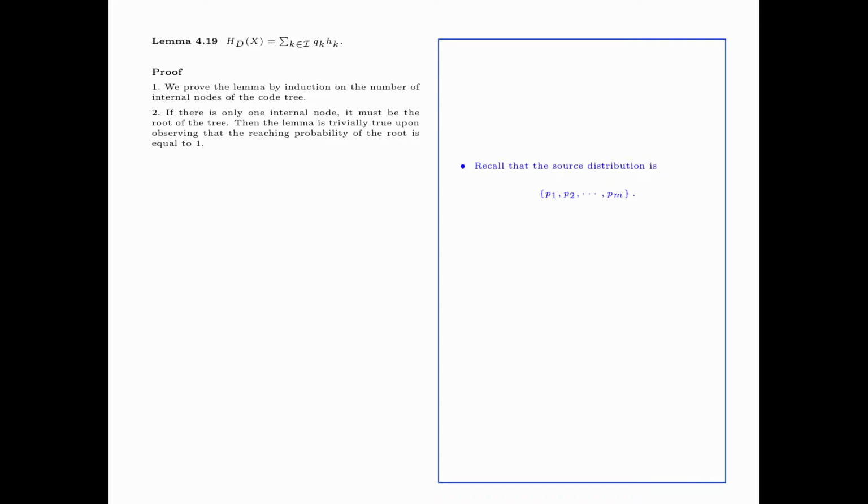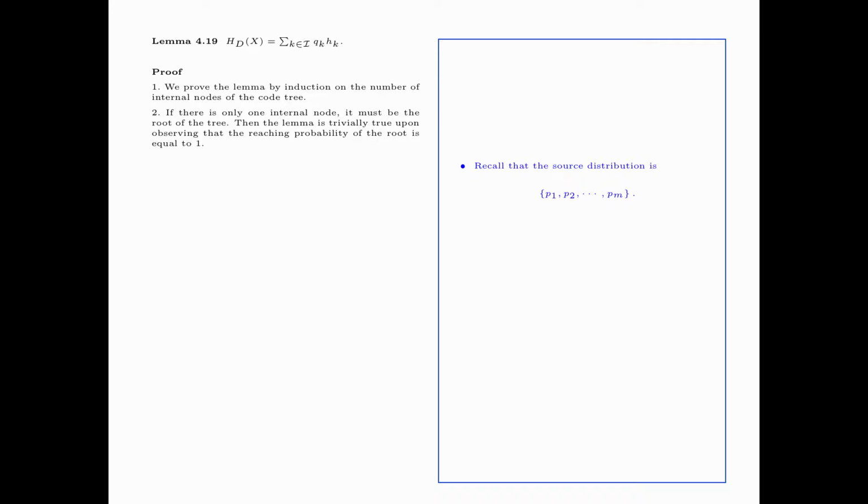We now prove Lemma 4.19. We will prove the lemma by induction on the number of internal nodes of the code tree. For the base case, if there is only one internal node, it must be the root of the tree. Then the lemma is trivially true upon observing that the reaching probability of the root is equal to 1. We now give the details of this argument.